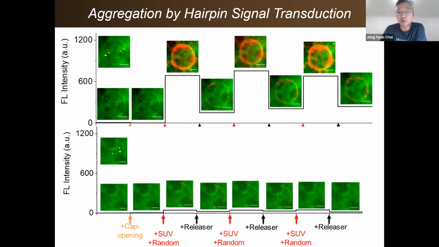As a negative control, you can open the cap, but if you use a random strand instead of hairpin, it doesn't do anything. Also, if you don't open the cap, even with the hairpin, there's no change in the fluorescence at all. So with that, we demonstrated this toy system for DNA-programmable aggregation of small vesicles onto the large, giant vesicles.